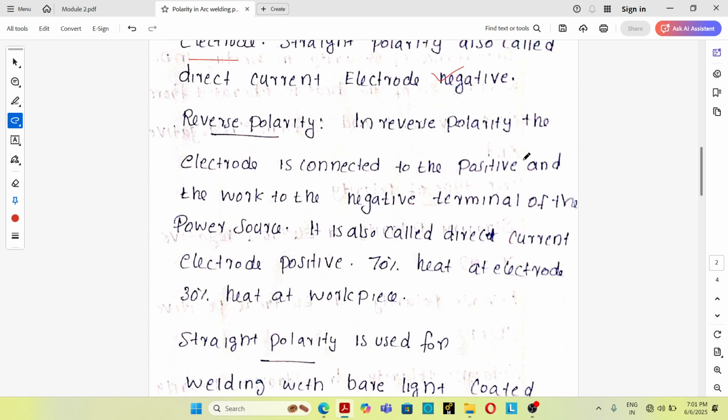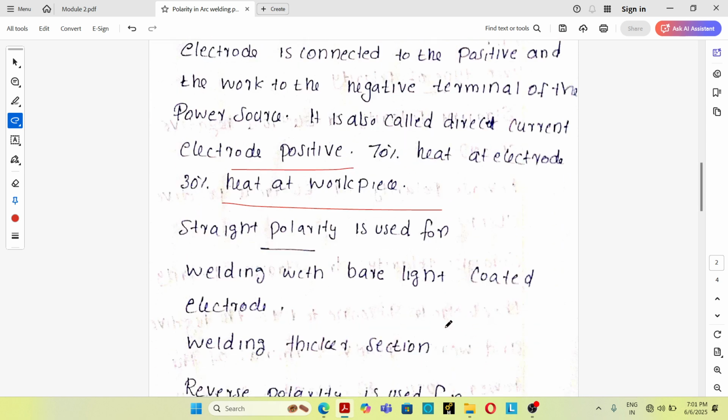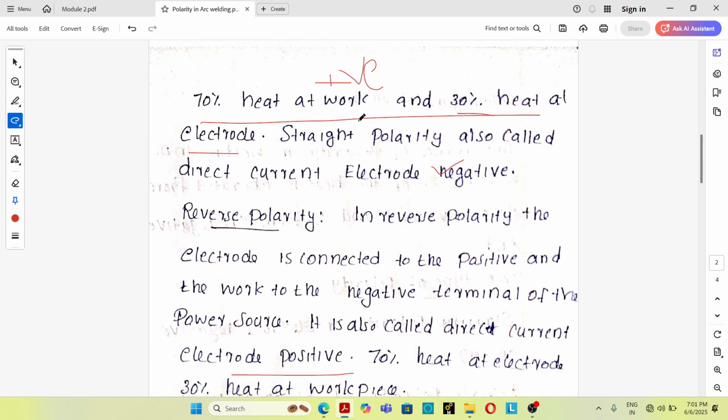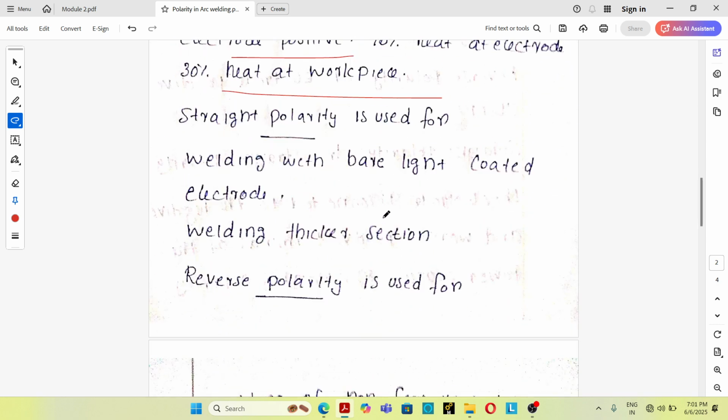Then reverse polarity. In reverse polarity, the electrode is connected to the positive and the workpiece is connected to the negative terminal of the power source. It is also called direct current electrode positive. 70% of heat at the electrode and 30% heat at the workpiece. So that's the difference between straight polarity and reverse polarity.